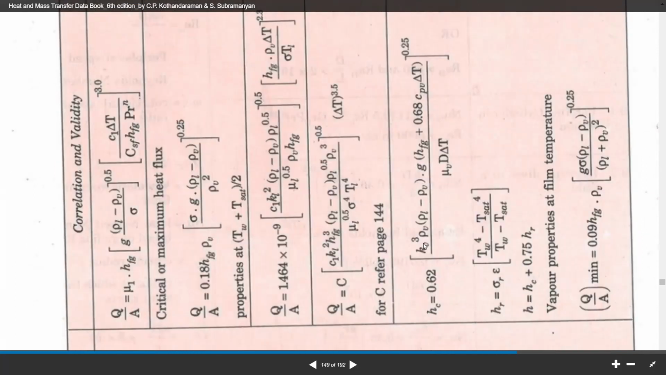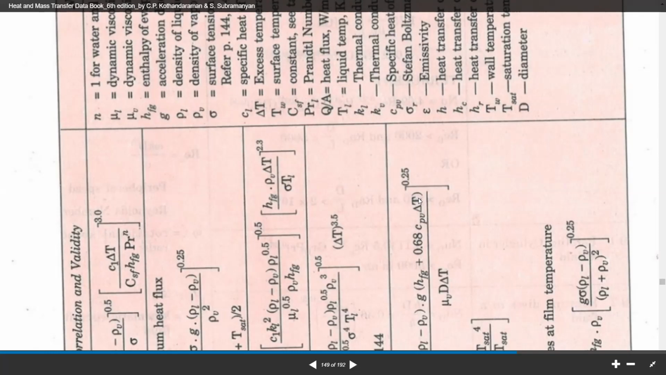You can see kv, rho v, rho l, hfg, cpv, delta T, mu v, and D. Students, the suffix v stands for the vapor state. So kv represents the thermal conductivity of vapor. Rho v stands for density of vapor. Rho l stands for density of liquid. Similarly, hfg is the latent heat of evaporation. Cpv is the specific heat of vapor.